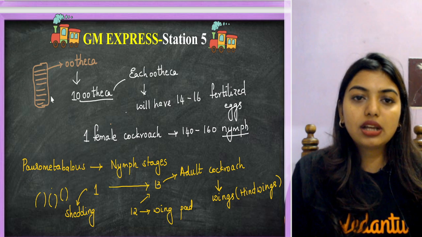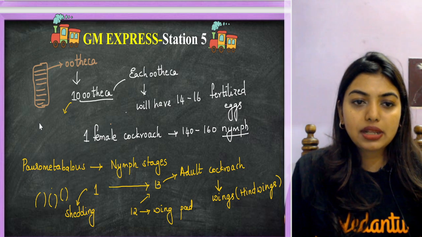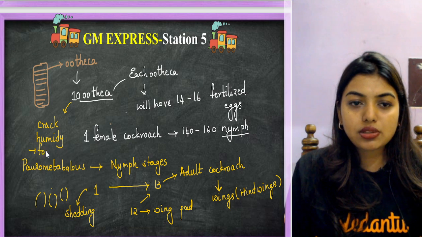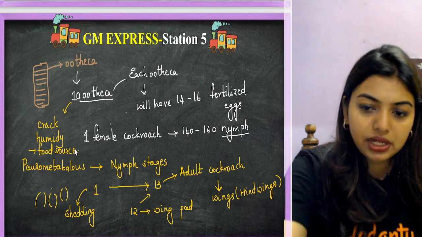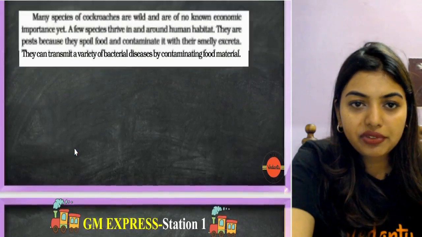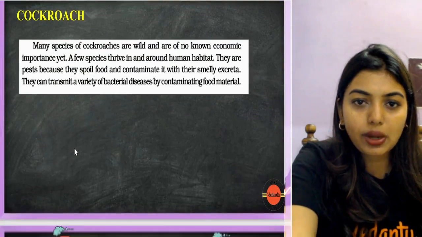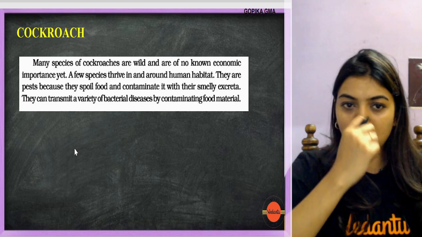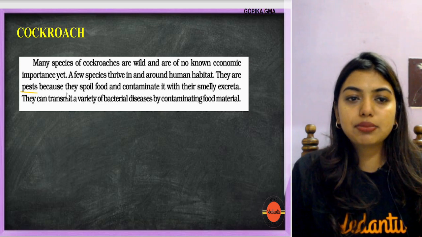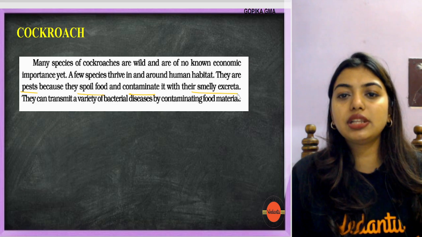Now these oothecae will be placed in places where there is a crack, near moist, humid conditions, where there is a food source. Got it? Now cockroach has no benefit at all. Here you can see many species of cockroach are wild and are not known for any economic importance. People are still trying to find what the economic importance is. They are pests because they spoil food and contaminate it with smelly excreta.